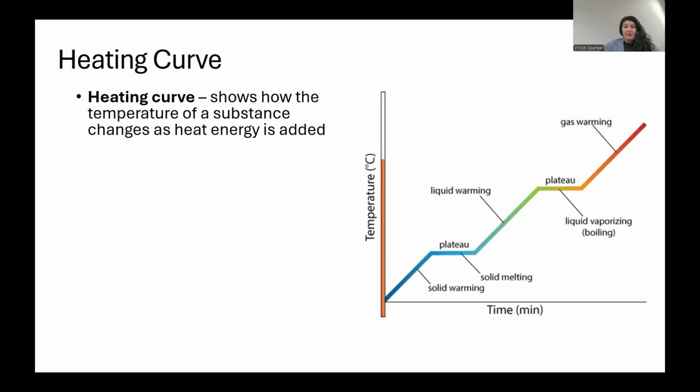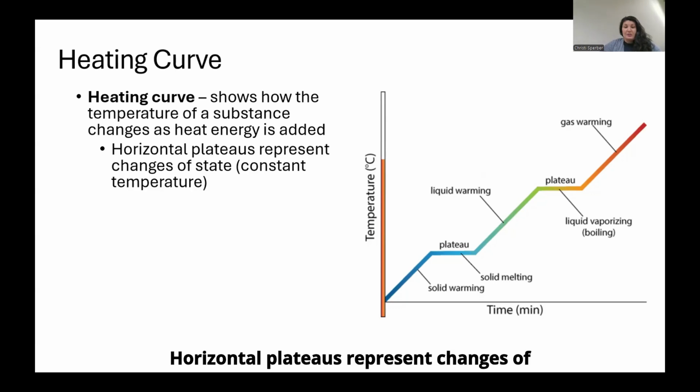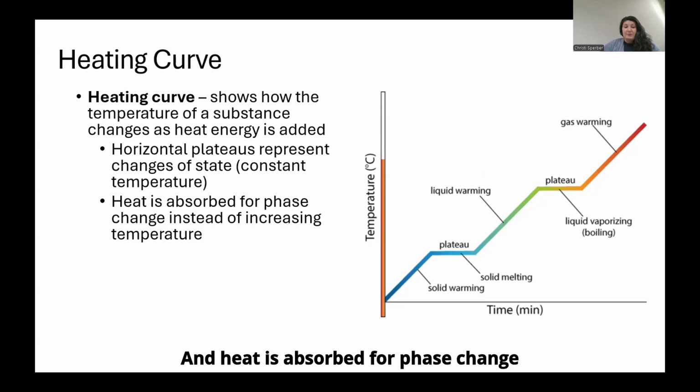A heating curve shows how the temperature of a substance changes as heat energy is added. So horizontal plateaus represent changes of state, and the temperature is constant, and heat is absorbed for phase change instead of increasing the temperature. So this shows that temperature is increasing. Temperature is on the y-axis, time is on the x-axis.